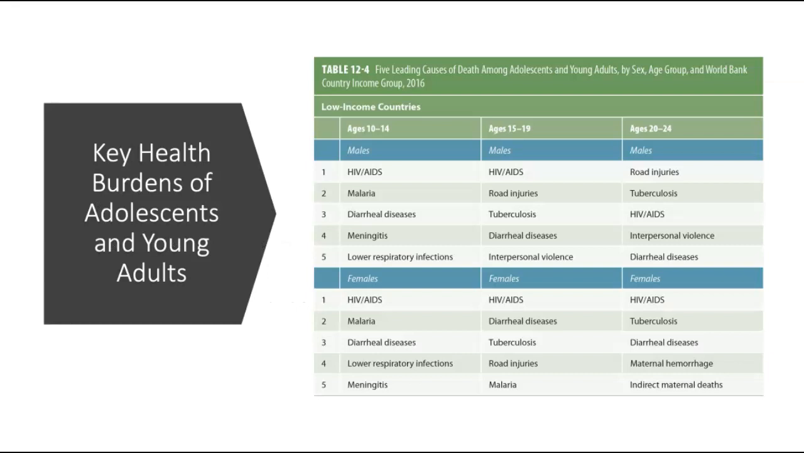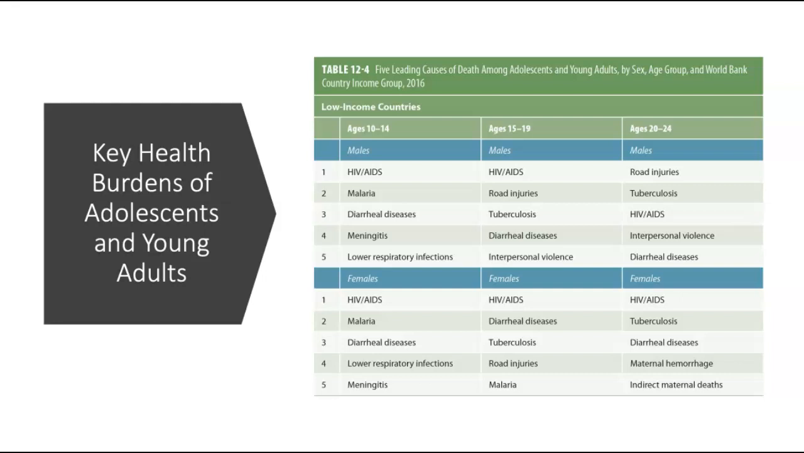There are many charts that you will go through in the textbook, and this is just looking at the leading causes of death among adolescents and young adults, depending on where you live as per income level. Here, this is the chart for low income levels. For males versus females, you can see the majority for males are related to the environmental surroundings. You have a lot of communicable diseases, road injuries, and interpersonal violence.